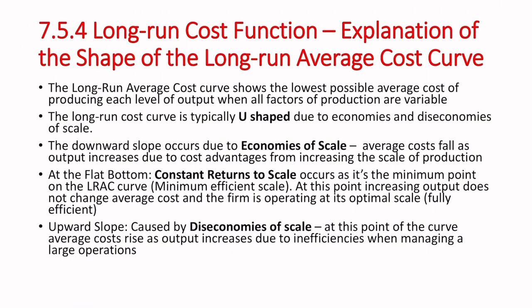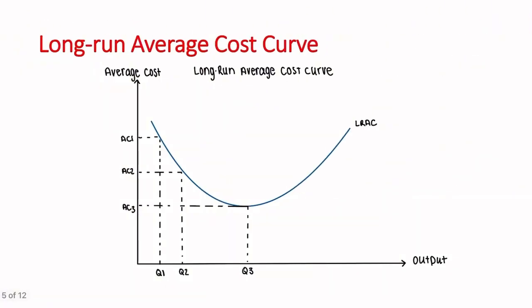At the flat bottom of the curve, constant returns to scale occurs, as it's a minimum point on the LRAC curve, the minimum efficient scale, which we'll get to later throughout this video. At this point, increasing output does not change average cost and the firm is operating at its optimal scale, so it's fully efficient. Now, the upward slope is caused by diseconomies of scale. At this point of the curve, average costs rise as output increases due to inefficiencies when managing a large operation. Over here, I put the graph for the long-run average cost curve. Feel free to pause this video and put this graph in your notes.